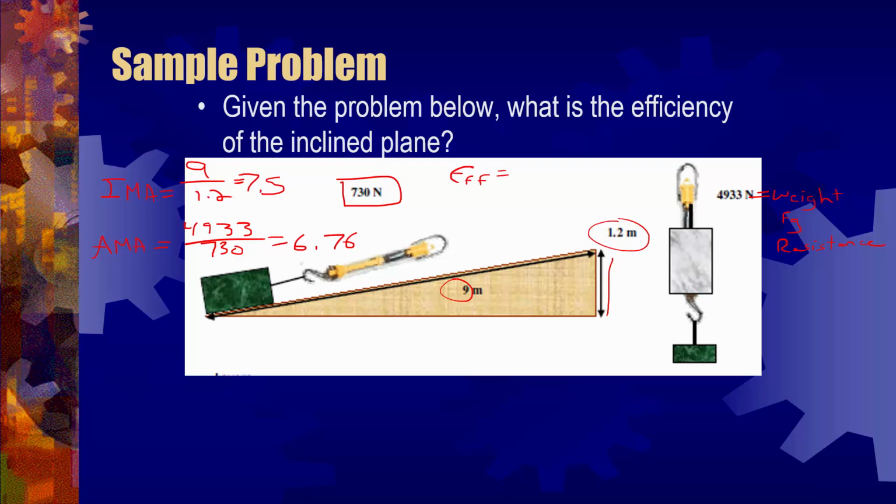All right, now, as we've said, efficiency, EFF, equals AMA, actual mechanical advantage, divided by IMA, ideal mechanical advantage, times 100 equals a fancy-dancy percentage. So 6.76 divided by 7.5 times 100 equals 90.1% efficient. And let me tell you something, 90% efficiency is a really darn good efficiency. So happy day for that inclined plane.